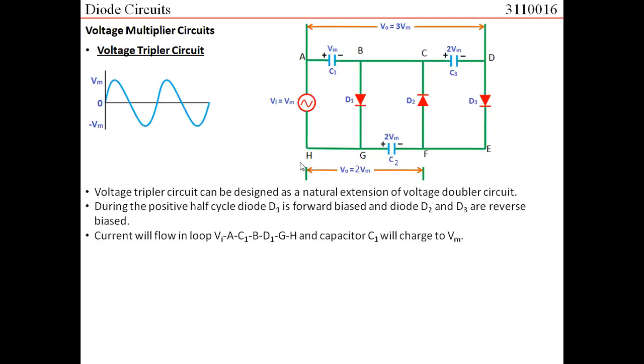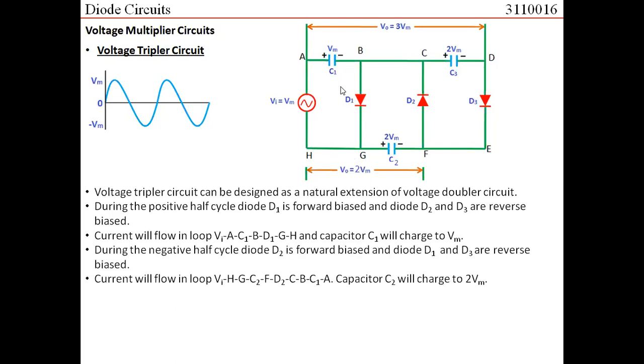During the positive half cycle, D1 would get forward bias, D2 and D3 would get reverse bias, and because of this, the capacitor C1 would get charged to the value Vm. Here the current would flow in the loop of Vin to A, to C1, C1 to B, to D1, D1 to G, to H, and back to the input source. So this capacitor would charge to the peak voltage of Vm.